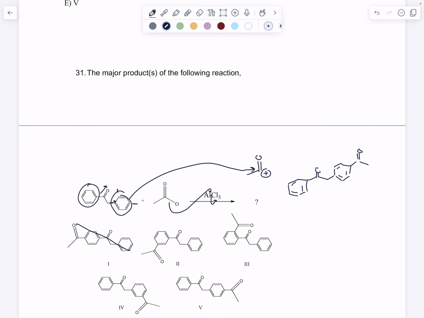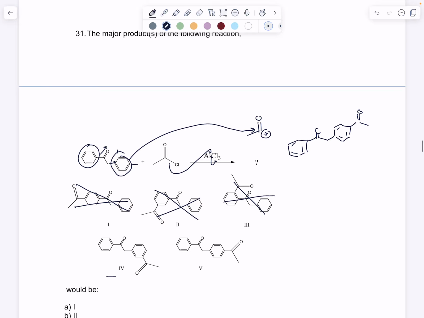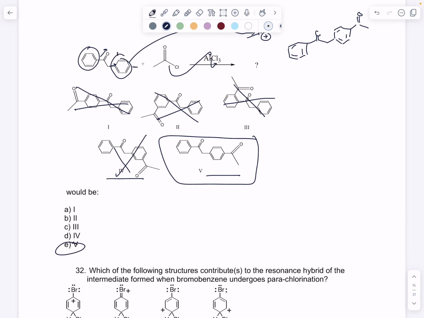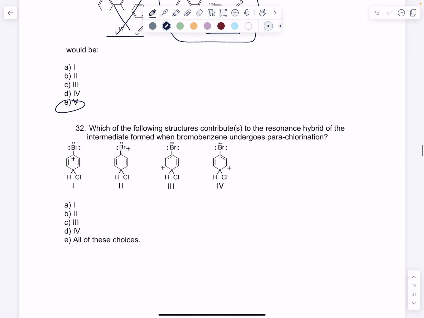So this one is on the side with the withdrawing group. This one also on the side with the withdrawing group. So I don't think it could be any of these. So I think it could only be this one or this one. And this one's meta, so no. And this one's para, so I think it's this. All right.